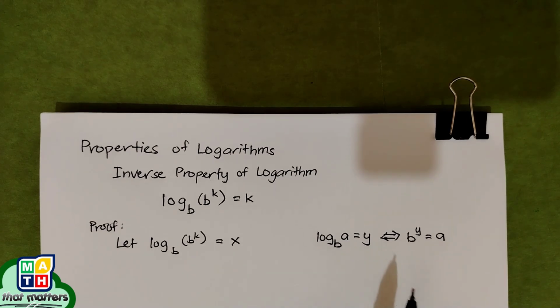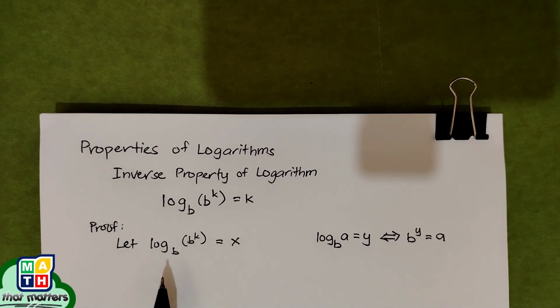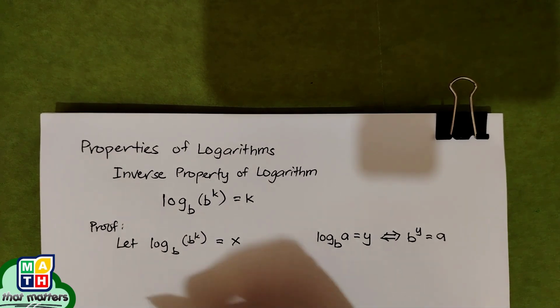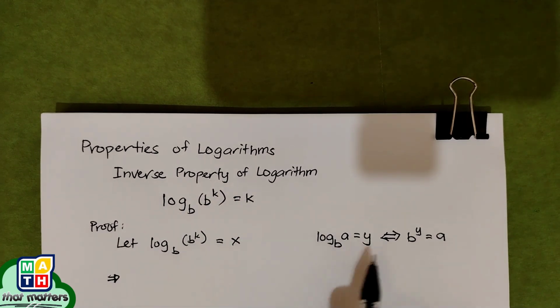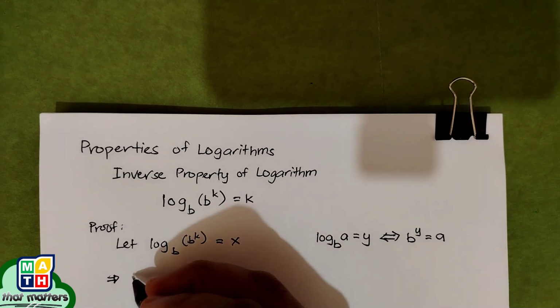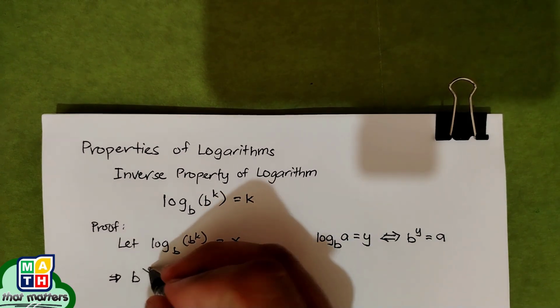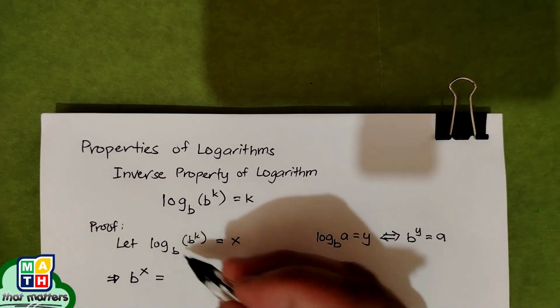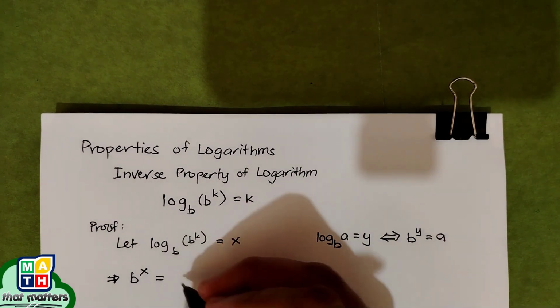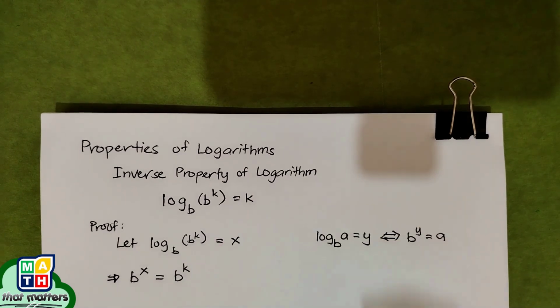We are going to use this transformation in our proof in showing that this x here is just equal to the k of this exponentiation. This is what will happen now: we take this base b, so you have here base b to the power of x as its equivalence, equal to this entire expression here, b to the power of k.